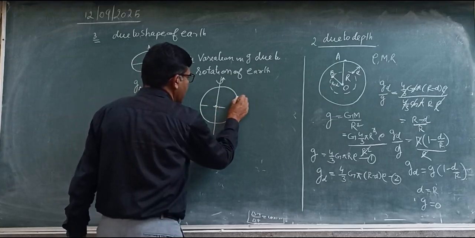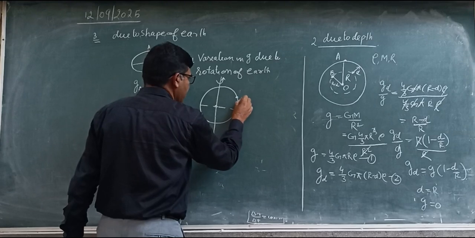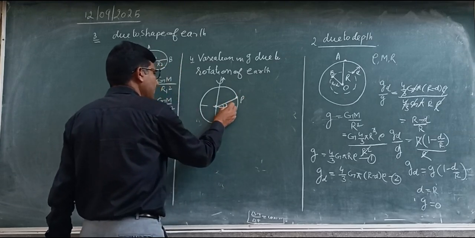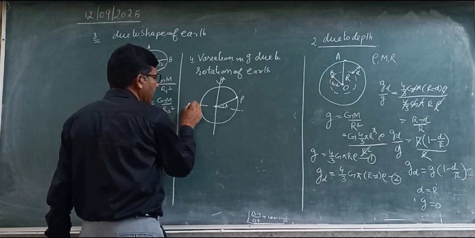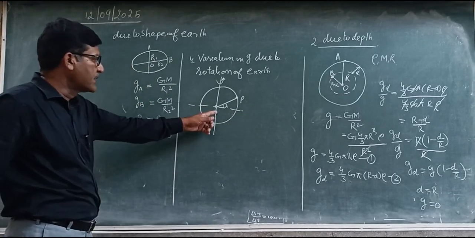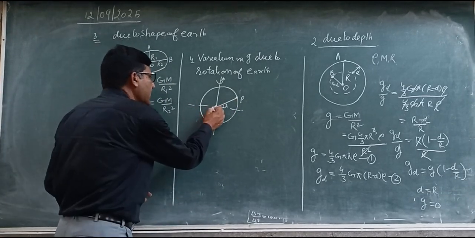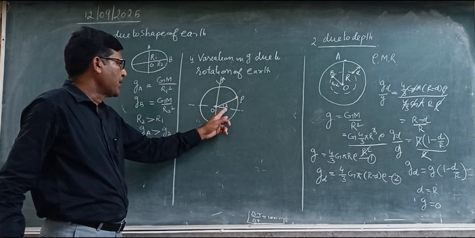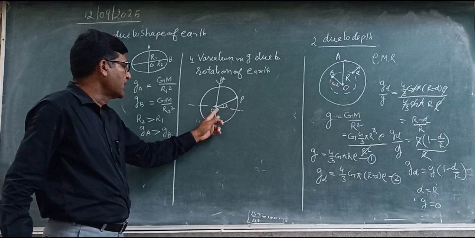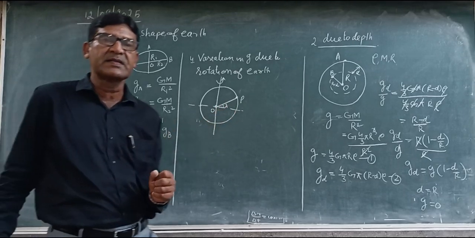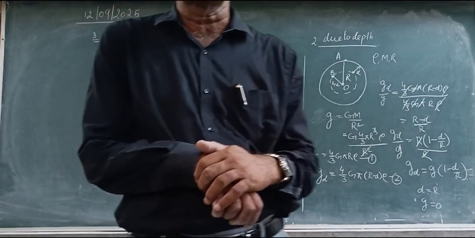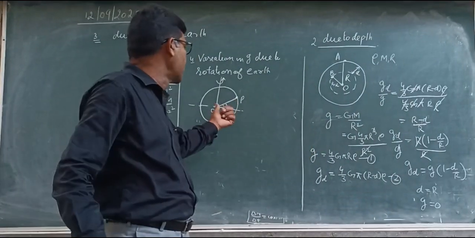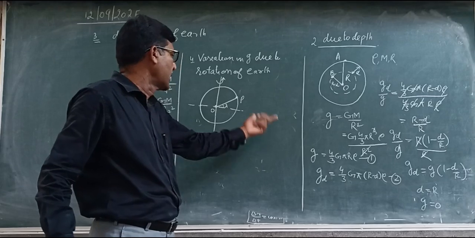Let the object be placed at P. This is point P, and this is the angle lambda. Lambda is known as the latitude angle. This is the equatorial line. What is latitude? It is the angle made by the line joining the center of Earth and the particle, that is OP, and the equatorial line. Lambda is the latitude angle.